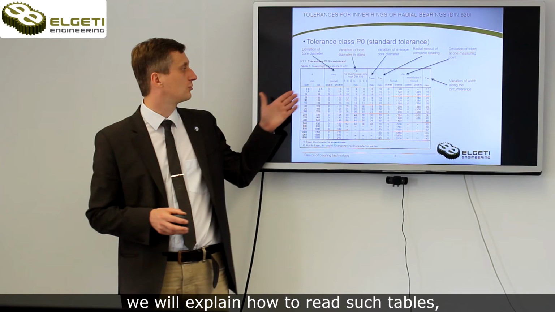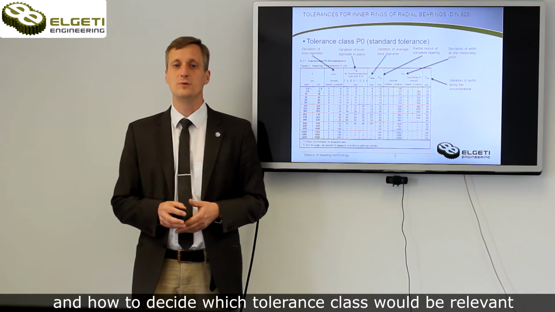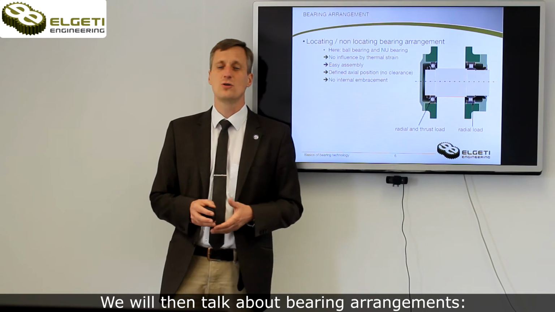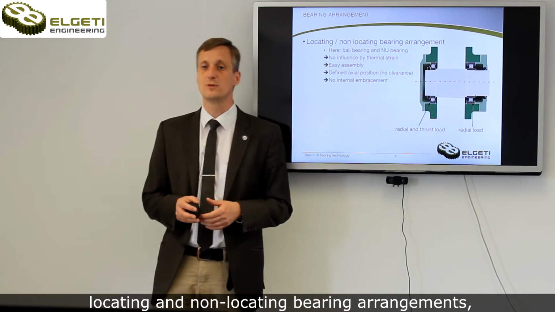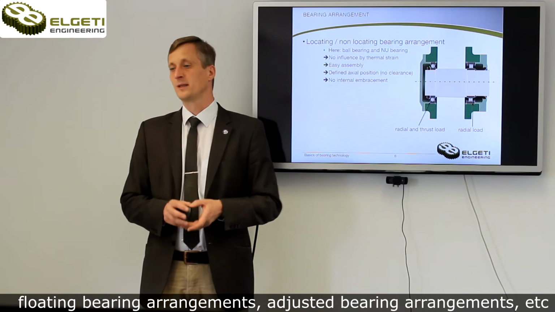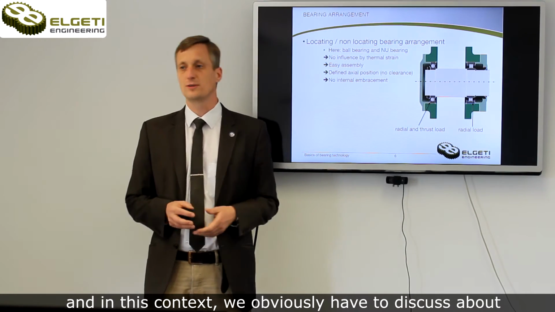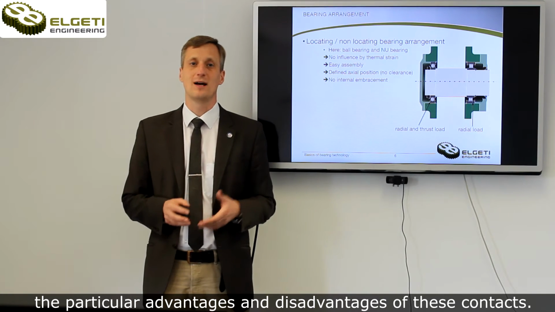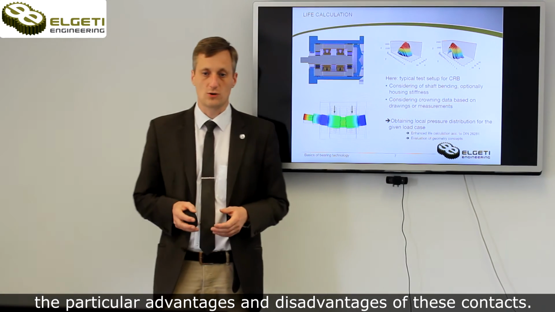We will explain how to read such tables and how to decide which tolerance class would be relevant and required for your application. We will then talk about bearing arrangements, like locating, non-locating bearing arrangements, floating bearing arrangement, adjusted bearing arrangements, etc. And in this context, we obviously have to discuss the particular advantages and disadvantages of these arrangements.